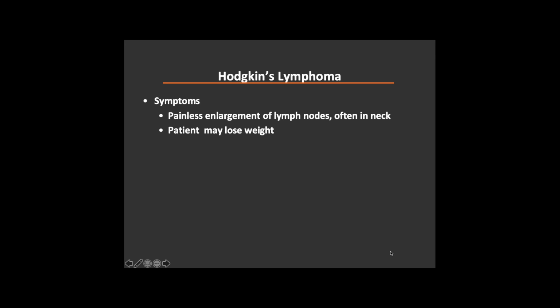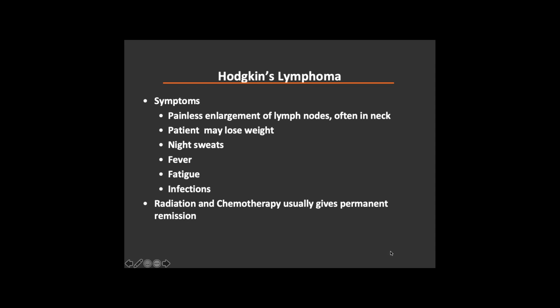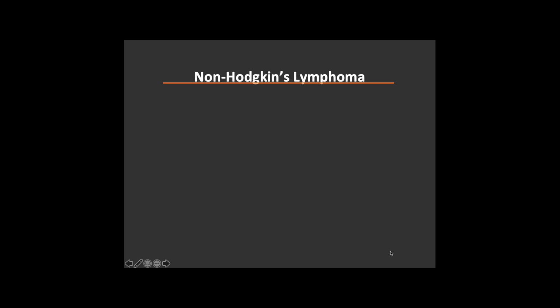Symptoms would be enlarged lymph nodes, often in the neck. Patient loses weight, usually due to anorexia. Night sweats, fever and fatigue, infections, and then radiation and chemotherapy usually can give permanent remission for Hodgkin's lymphoma.